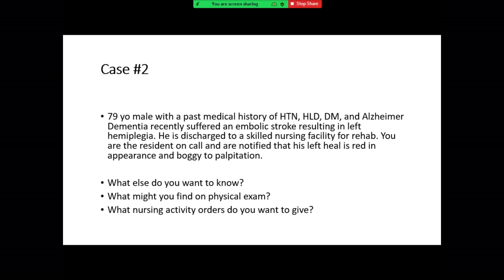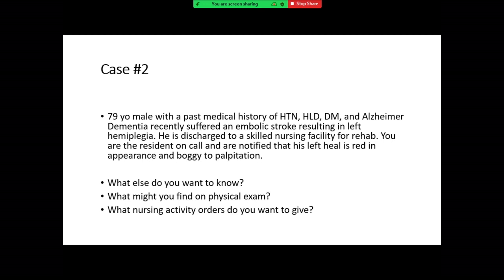It can be very scary to go to a nursing home. But encourage them that this is just for rehab. Let's see how you do. And let's get you back on your feet or to your maximum level of function. So then you, as the resident, get a call, and you're notified that his left heel is red in appearance and boggy to palpation.